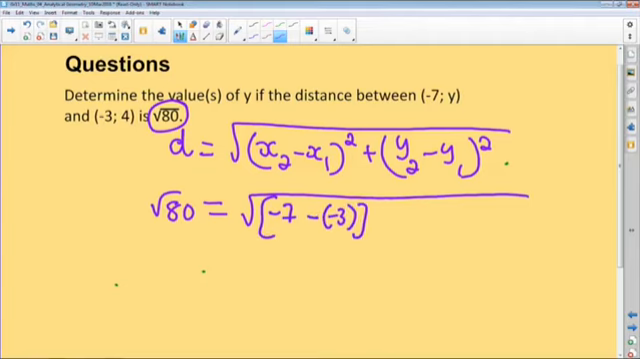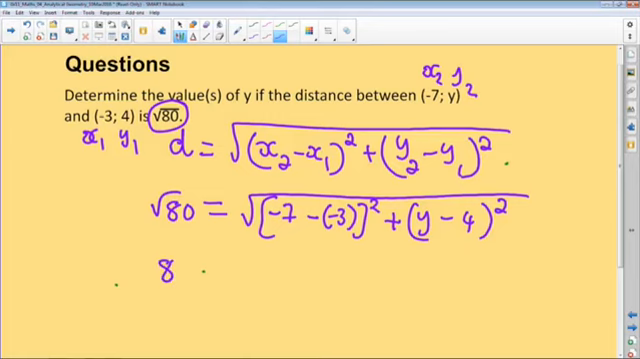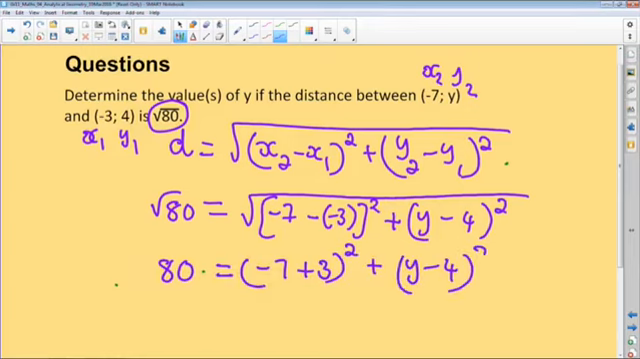And then you square the results, plus y2. Now, be careful here. You've got the minus 7, this is what you said is x2, so this is your y2. If this is your x1, this is your y1. So you've got y minus 4, and then you square the results. Okay, guys, you've got a square root on the left-hand side and a square root on the right-hand side, so you can square on both sides. If you square on both sides, you get 80 equals minus 7 plus 3, square the results, plus y minus 4 all squared.